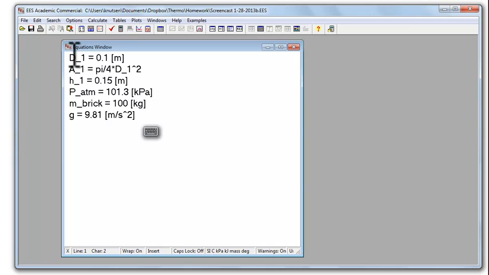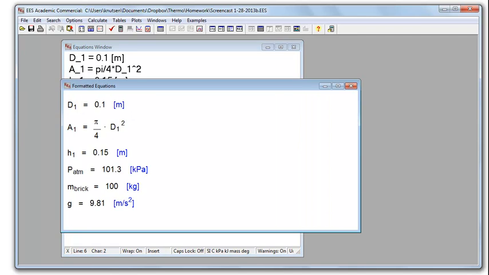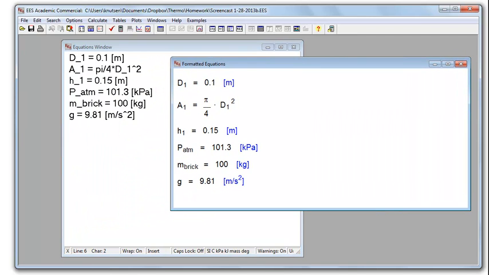And here's the program, and I've included all of my variables. I've got d1 is equal to 0.1, and I'm putting units in square brackets, in meters. Here's my equation for area, the height, the atmospheric pressure, the mass of the brick, 100 kilograms, and g, of course, in meters per second squared. I'm using units in the brackets because they save me so much time fixing mistakes when I screw up units myself. Once I've entered them in EES, I can hit Control F to get formatted equations, so I can look at it as well. I've got d1, and here's my equation for A1, and so on.